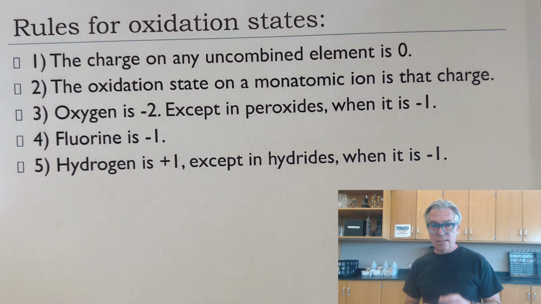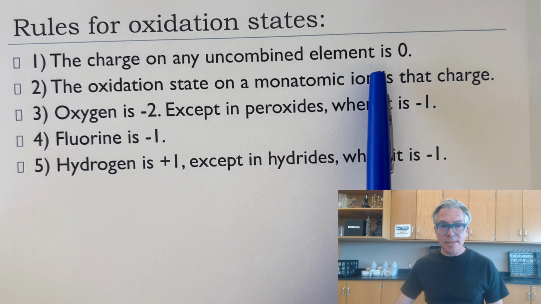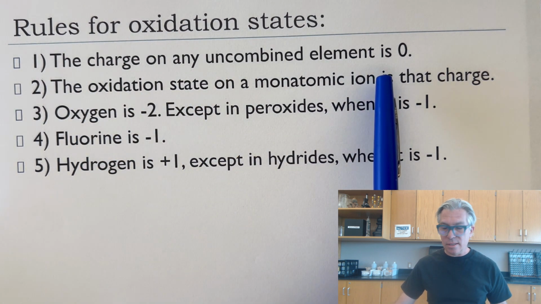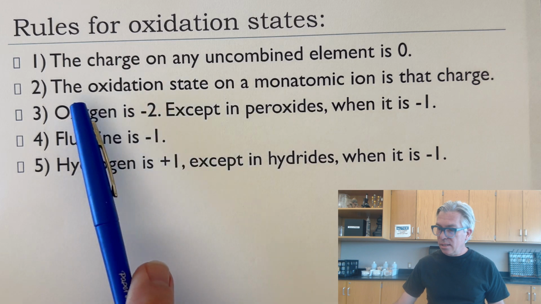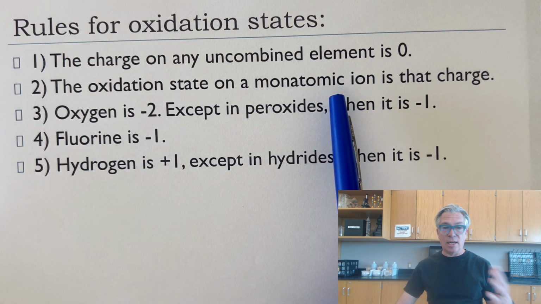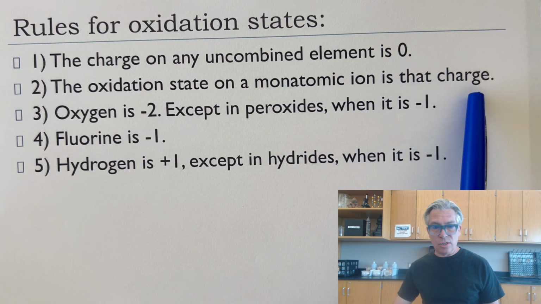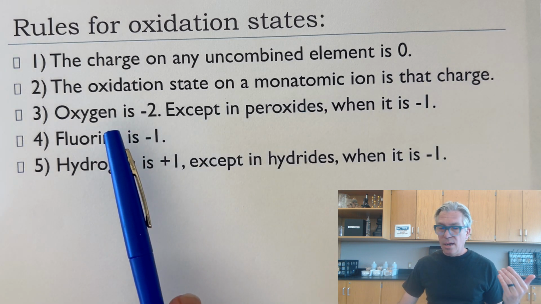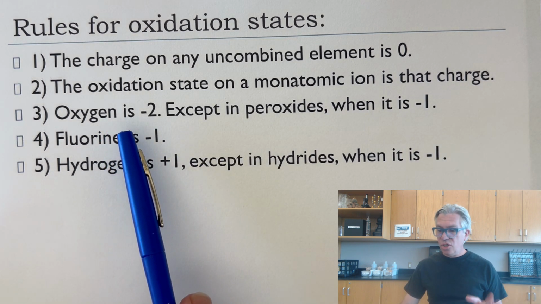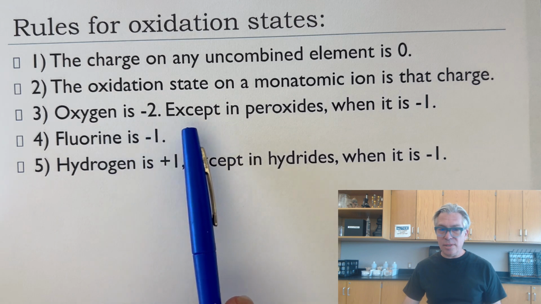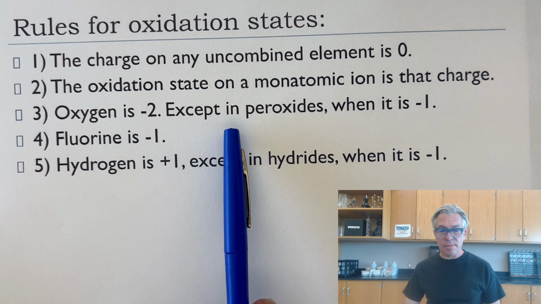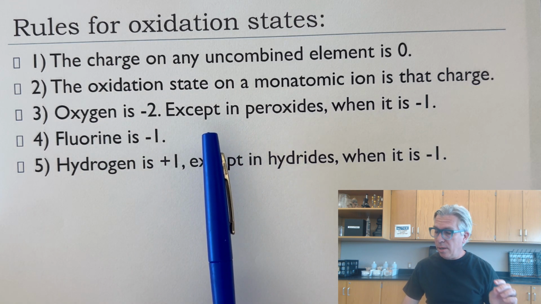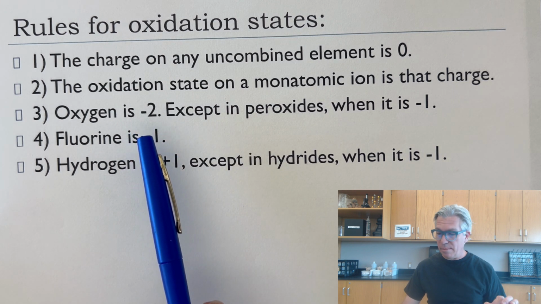Rules for oxidation states. First of all, if you see an uncombined element, no charge, it's got zero oxidation state. The oxidation state on a monatomic ion, like calcium 2 plus, would be that charge. Oxygen has a rule. Oxygen is generally -2. It could be a -1 if it's in a peroxide compound or if it's with fluorine, but most of the time it's -2, so you can kind of bank on that.